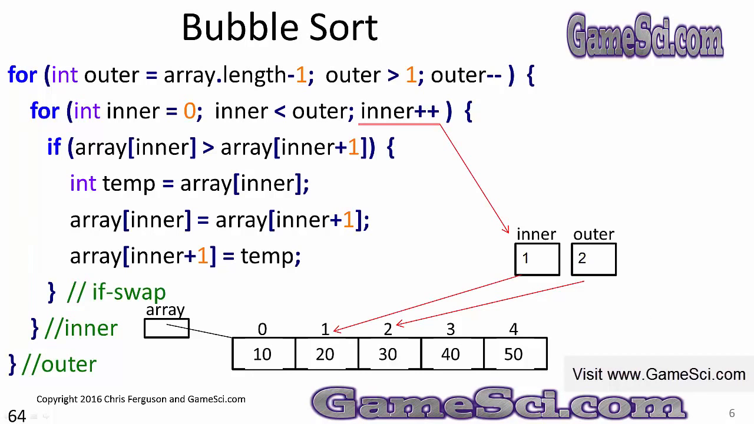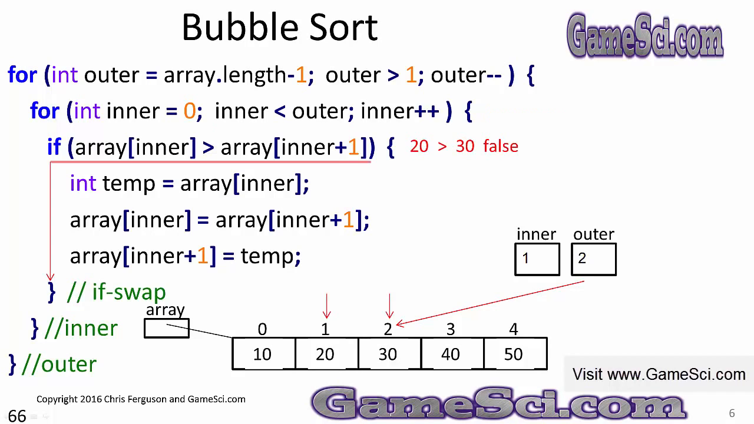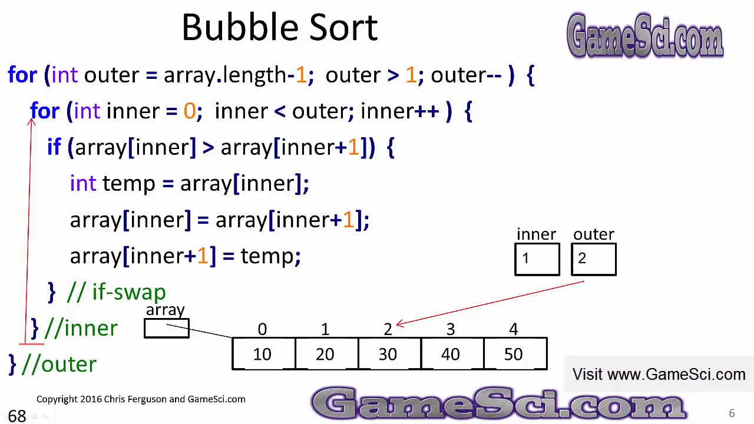Inner plus plus goes to 1. 1 less than 2 is a true statement, so we're going inside and checking that if statement once again. Array sub inner 20, is that greater than array sub inner plus 1, which is 30? Absolutely not. Those two numbers are not out of order. Leave them alone. Skip the if. When you reach the end of the if, go to the end of the inner for loop. When you reach the end of the inner for loop, go back to the top of the inner for loop. Do an inner plus plus, which takes us to 2.